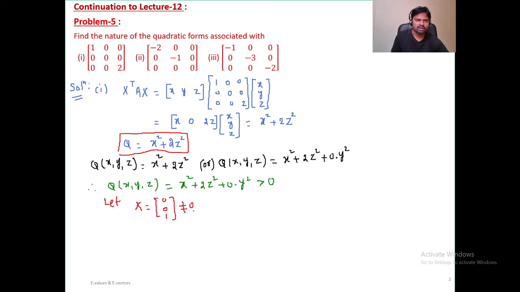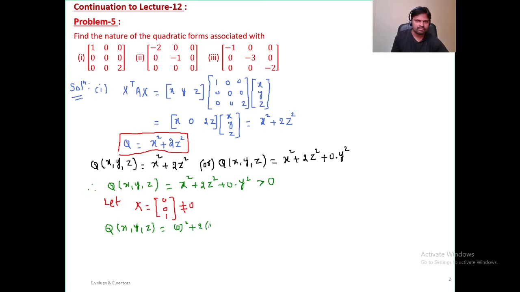Now at this vector, what is the quadratic form value? So q of x, y, z is equal to, with small x as 0, small y as 0 and small z as 1. Now let us substitute that. So 0 square plus 2 into z square. What is the z value here? 1.